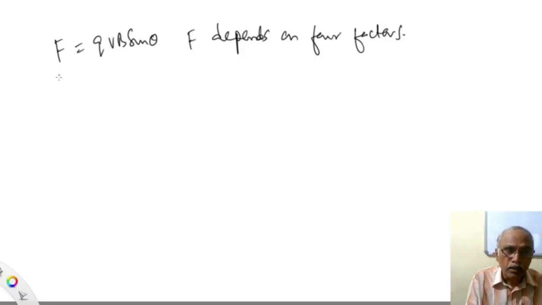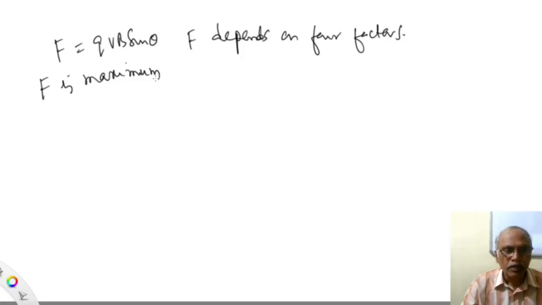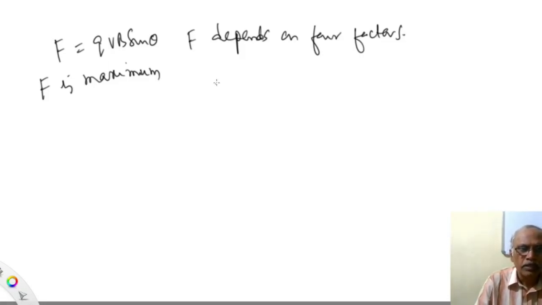And when is the force maximum? F is maximum when theta is 90 degrees. You get one more question in the CBSE examination: when does a charged particle experience maximum force in the magnetic field? That is, when the velocity of the particle is perpendicular to the magnetic field. F is maximum when theta is 90 degrees. What is theta? Theta is the angle between V bar and B bar.